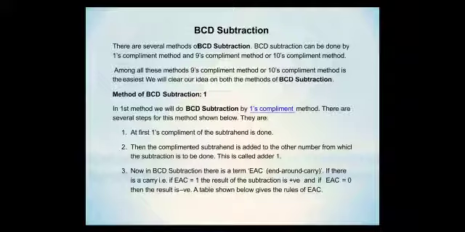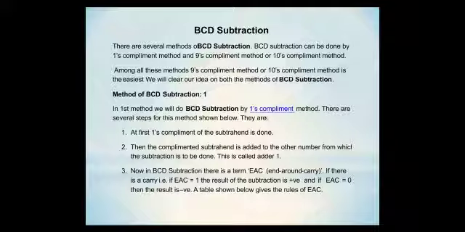And next, coming to BCD subtraction. There are several methods of BCD subtraction. BCD subtraction can be done by 1's complement, 9's complement and 10's complement. Among all these methods, the 9's complement method or 10's complement method is the easiest. We will clear our idea on these methods of BCD subtraction.